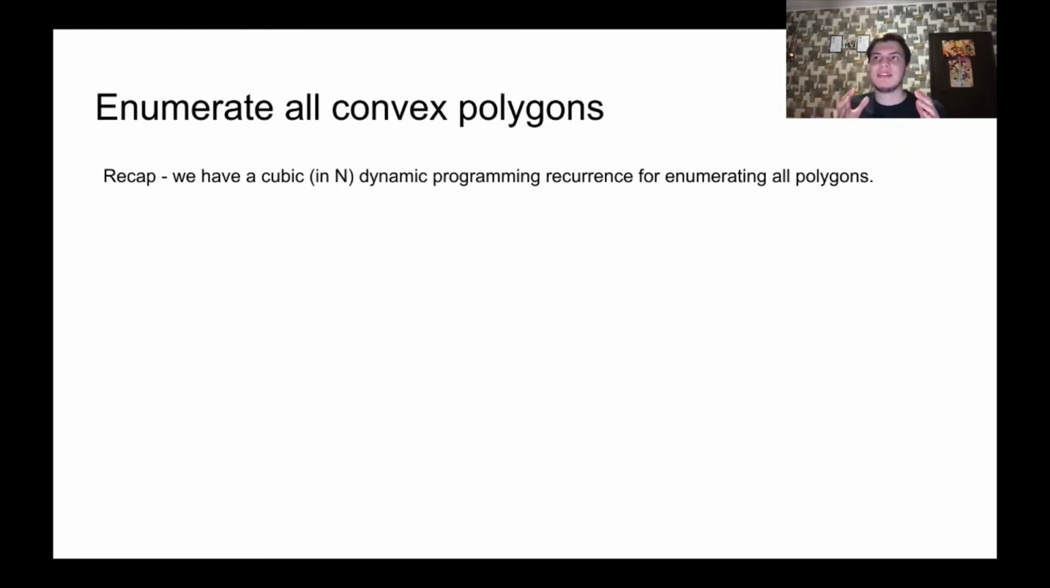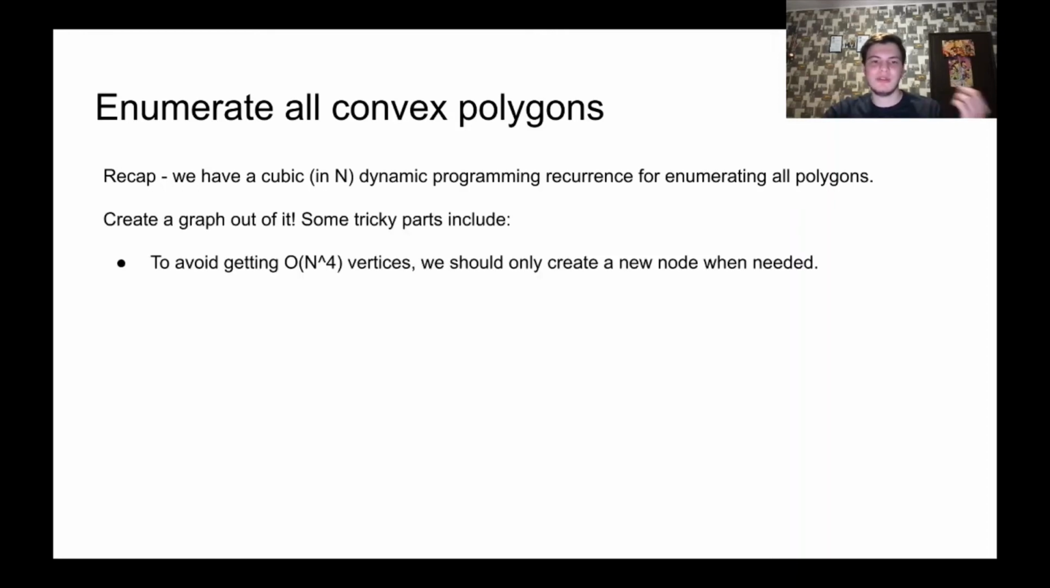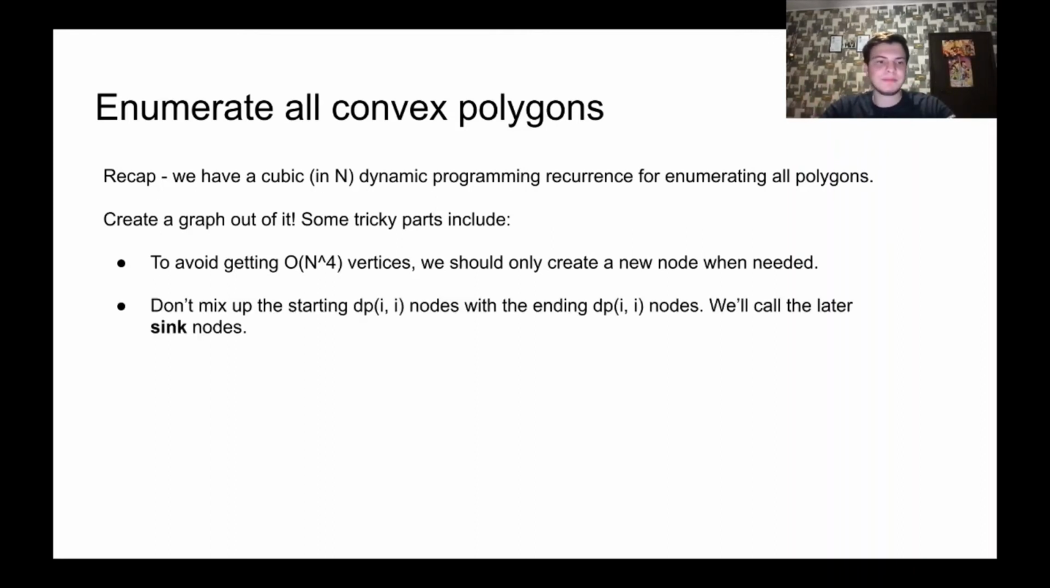In my opinion, the hard part was actually coming up with the DP, and then the later parts of the solution, which I still haven't covered. But going from the DP to the graph is relatively easy, so I'm not going to go into too much detail about that. It's possible and relatively easy to avoid getting the n to the 4th power vertices. Pretty much the idea is to just create nodes only when we need them.